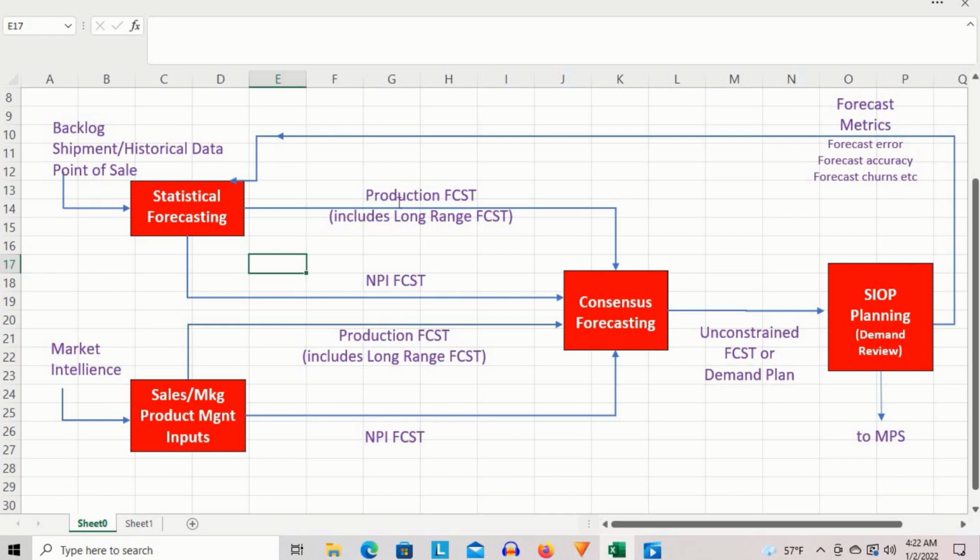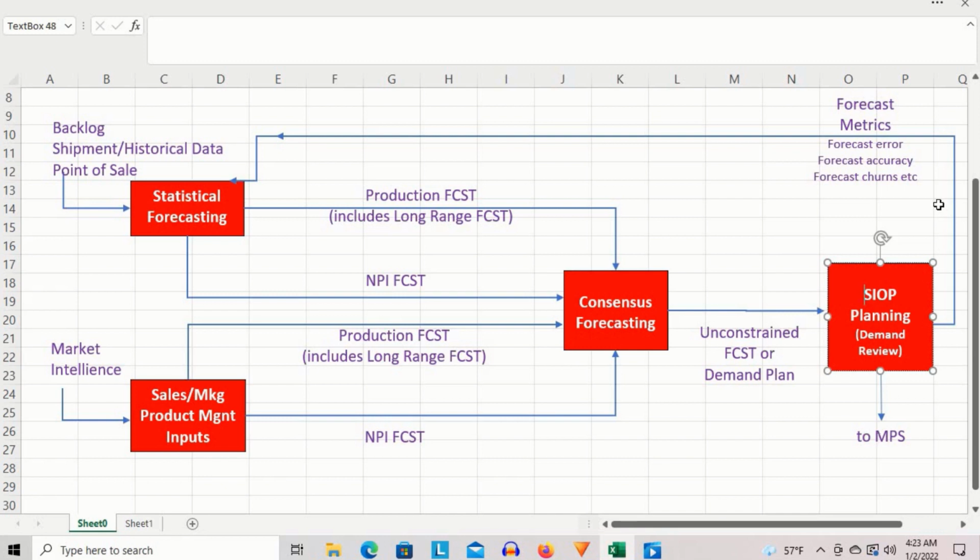Production and NPI from statistical forecasting, and also the same two components coming from sales, marketing, and product management. When they sit together in a consensus forecast call, after the call we have a single number for a given SKU. So we have the unconstrained forecast for all the SKUs, which we call the demand plan. Demand planners present those numbers in an S&OP call, which we call the demand review process. After the meeting, the number goes to MPS, so they can generate the master production schedule or build plan and send it to the factory or production planning team.